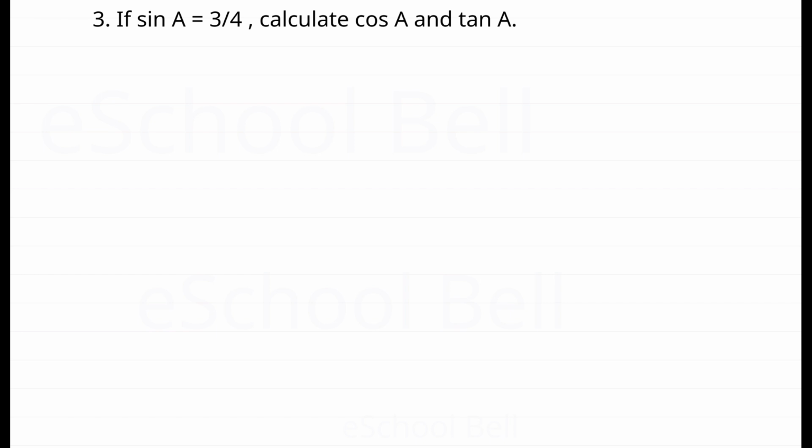Let's dive into question number 3 of chapter 8 trigonometry. The question says if sin A is equal to 3 by 4, calculate cos A and tan A. We can solve this question in two methods. You can either solve it using Pythagorean theorem or you can solve using trigonometry identities.